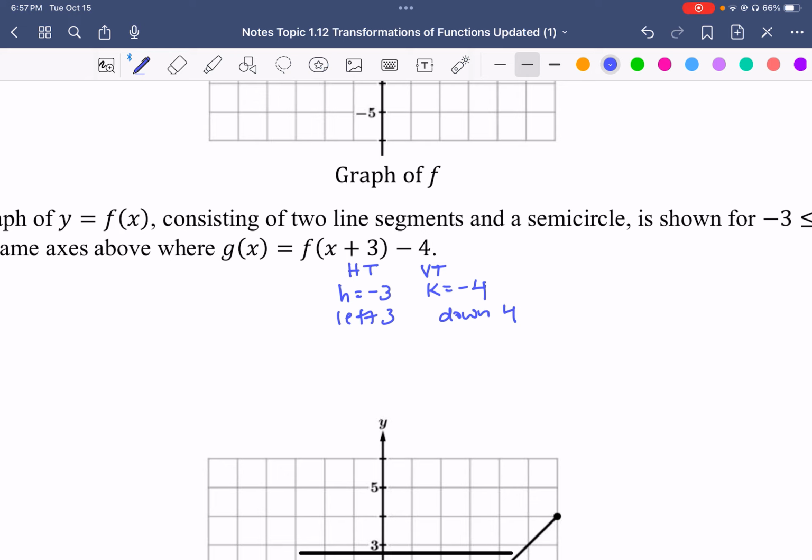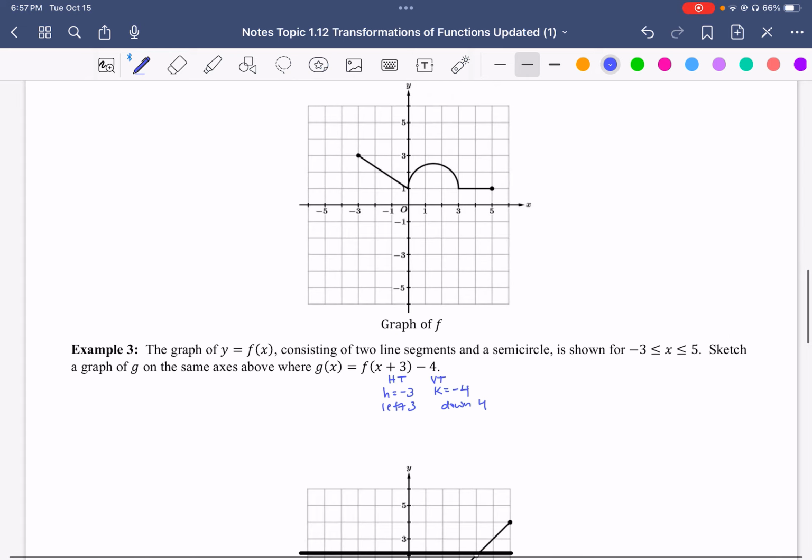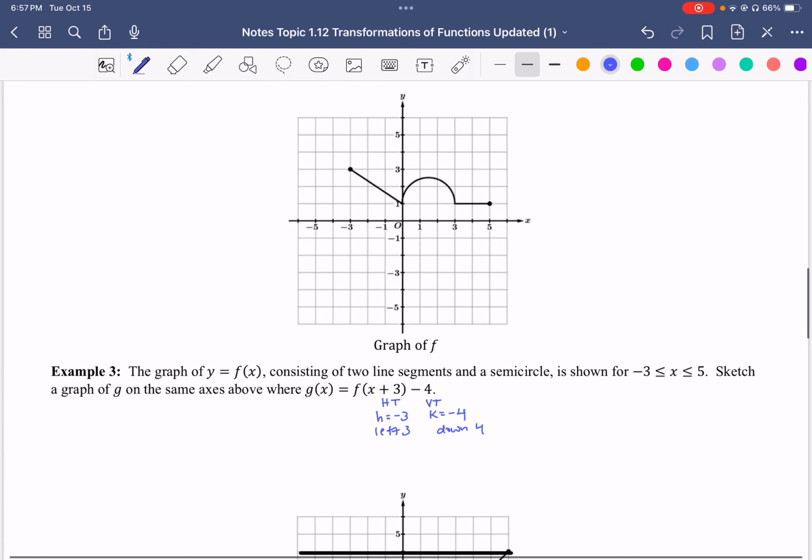But they didn't ask us to write the transformations, they said to sketch a new graph. Okay, so what I'm going to do for all these types of problems is create a table where I'm going to figure out what the new points are going to be. Okay, so in blue, I'm going to put all of the original coordinate points, and then I'm going to add what I need to do.